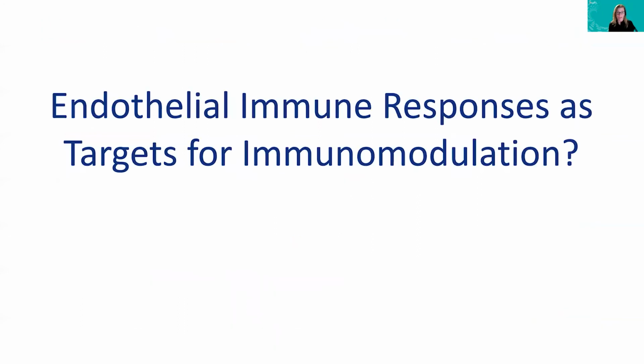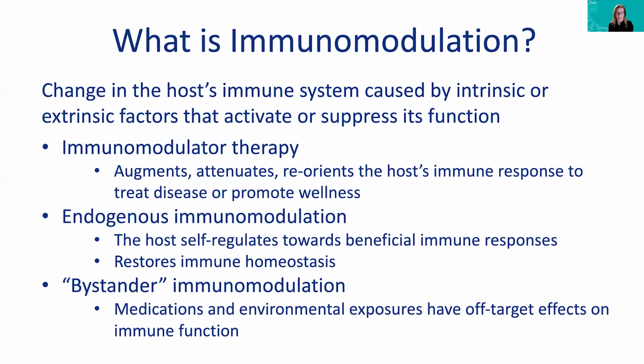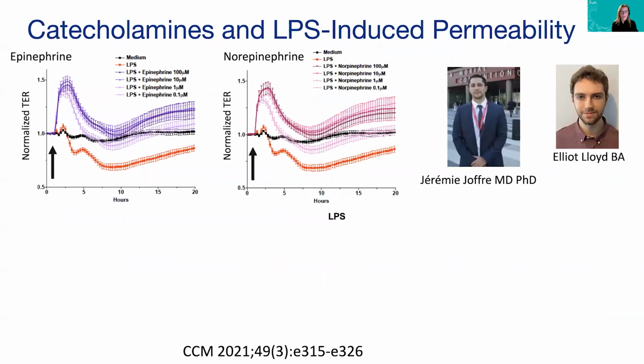In this final section, I'll touch on the potential for endothelial cells as targets for immunomodulation in sepsis. Immunomodulation is broadly defined as a change in the immune system that's caused by activation or suppression of immune function by intrinsic or extrinsic factors. This was a study that was conceived and done by Jeremie Joffre, who spent nearly 4 years in my lab as a postdoc and recently returned to Paris, where he is an associate professor in critical care medicine and setting up his own independent research program.